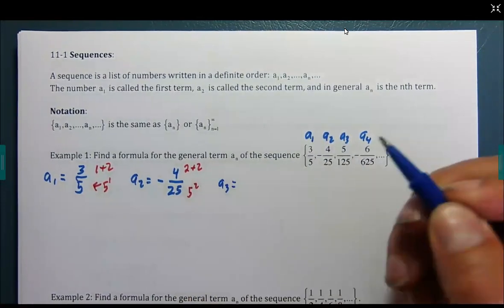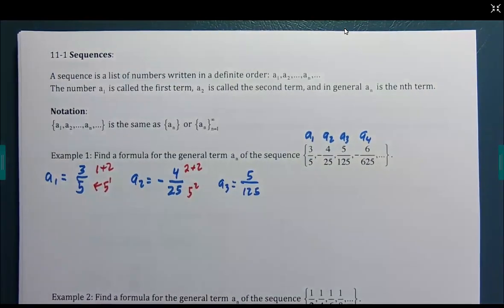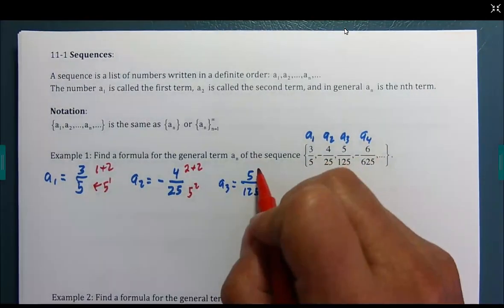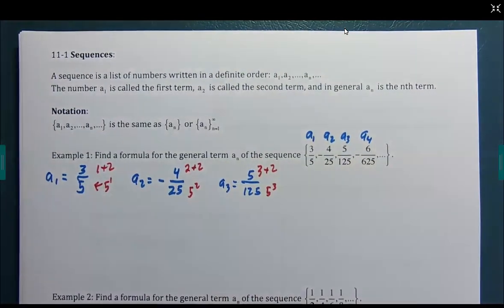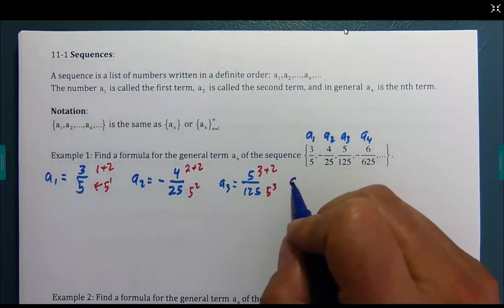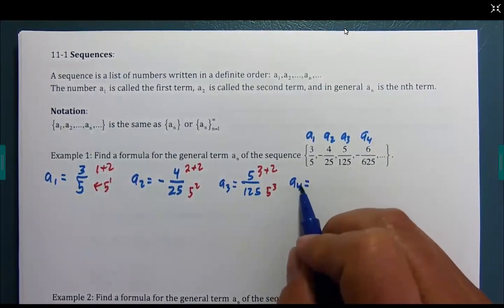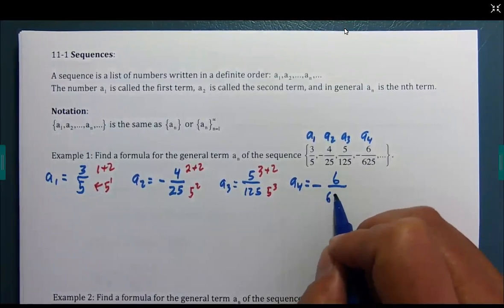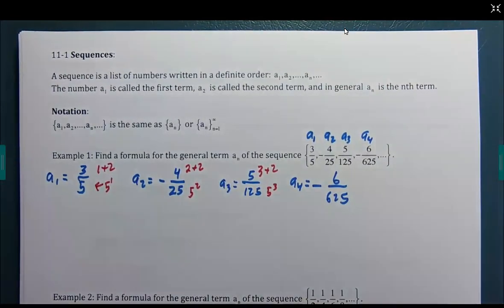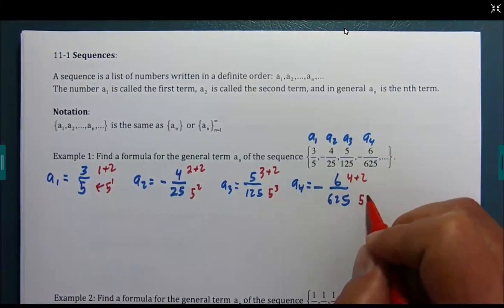A sub 3 is a positive 5 over 125. We can call this 3 plus 2, and this is 5 to the third. So what we're trying to do is establish a pattern here. Really trying hard to use the counter that we have down here. So that one's negative again, 6 over 625. And I'll notice that this is 4 plus 2, and that this is 5 to the fourth power.